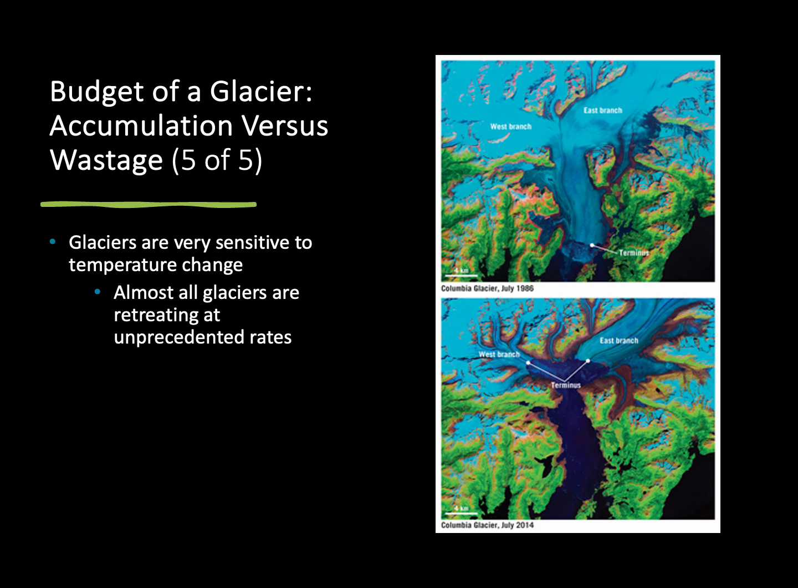So almost every glacier that we have on our planet right now is melting at a rate we have never seen before. And all of this is due to climate change, specifically because we have added so many fossil fuels into our atmosphere.